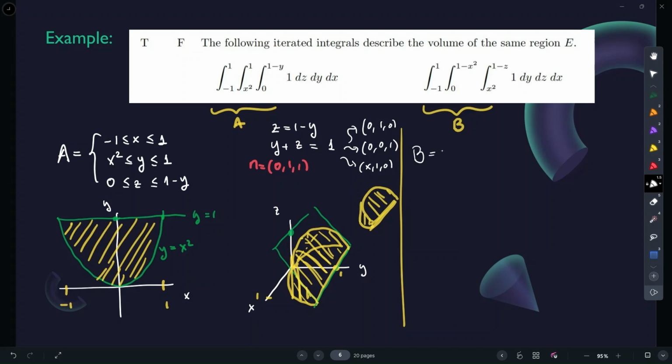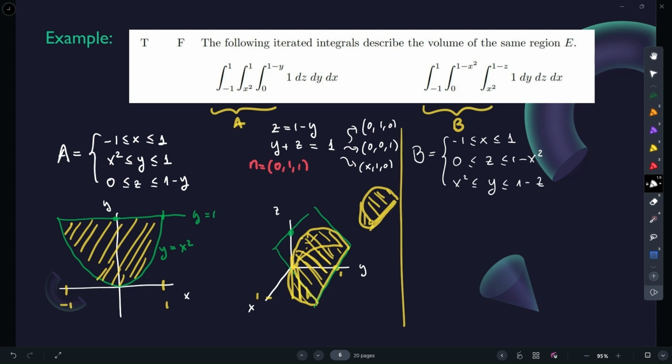B is given by the outermost integral in x, so the first bound is that x is between -1 and 1, like in region A, so that looks good. And then it's telling me that z is between 0 and 1 minus x squared, and that y is between x squared and 1 minus z.